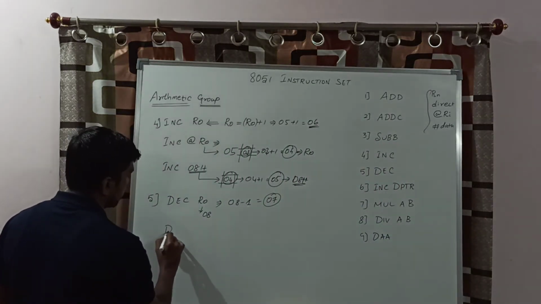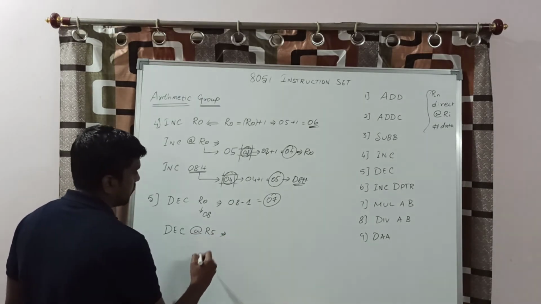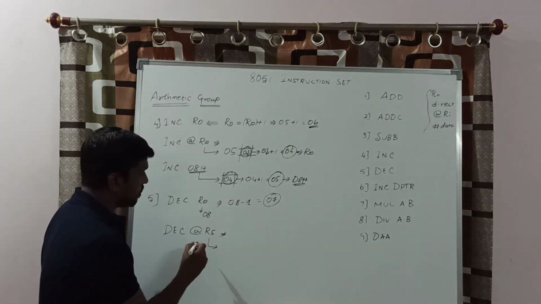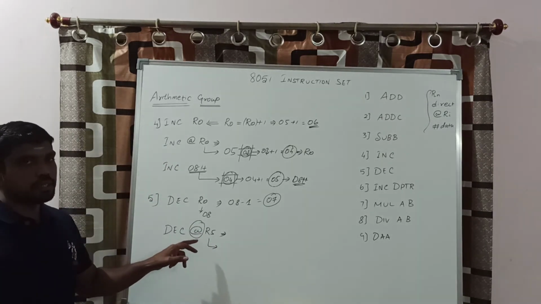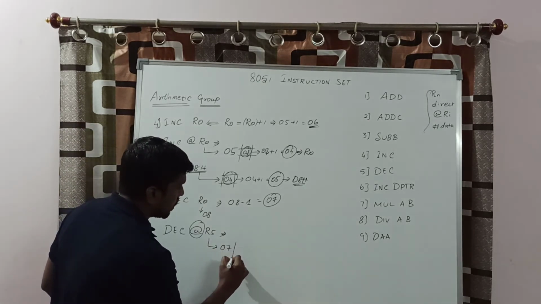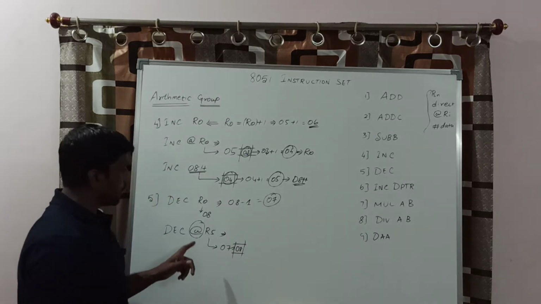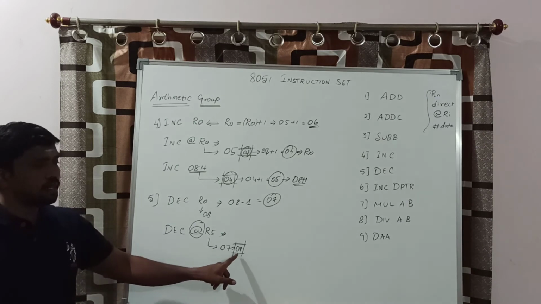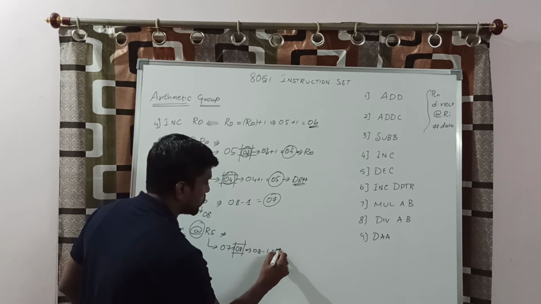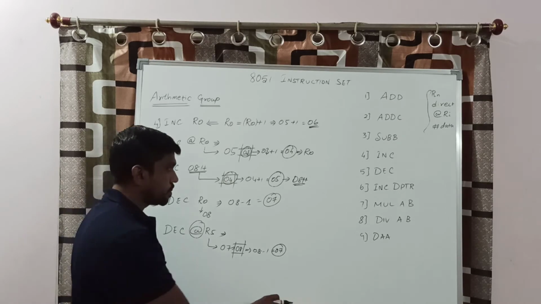The next one, DEC @R5. In this instruction, R5 holds the memory location. I already told you, because here the @ symbol is used, R5 holds the memory location. In this memory location, you carry the data 08. After execution of this instruction, the data is decremented by 1, 08 minus 1, 07. This content is loaded in the R5 register.